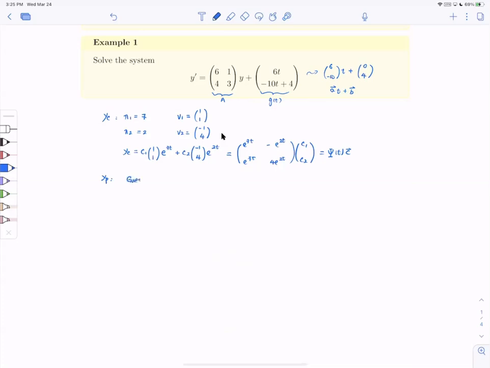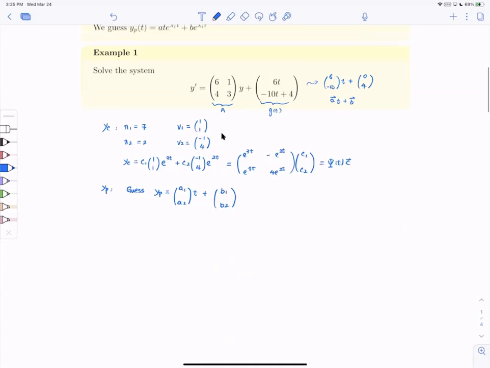So my guess, yp equals to, yes, it's exactly like before. Now you have a linear term, so your guess should be a linear term as well. You're going to guess (a1, a2) t plus (b1, b2). Does that make sense? Remember before when we had undetermined coefficients, we guess based on what this looks like. So it's exactly like before. Yes, this is a guess for the g(t), exactly.